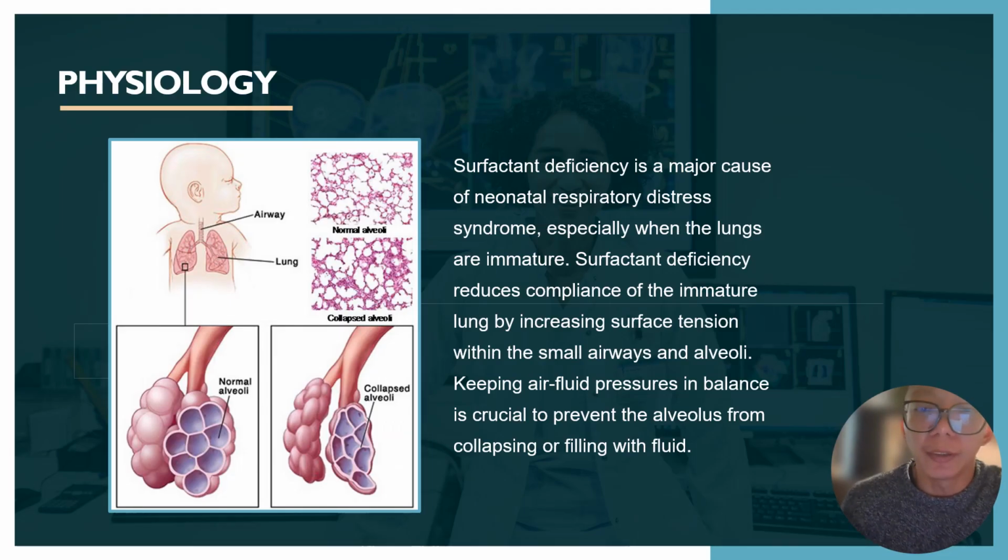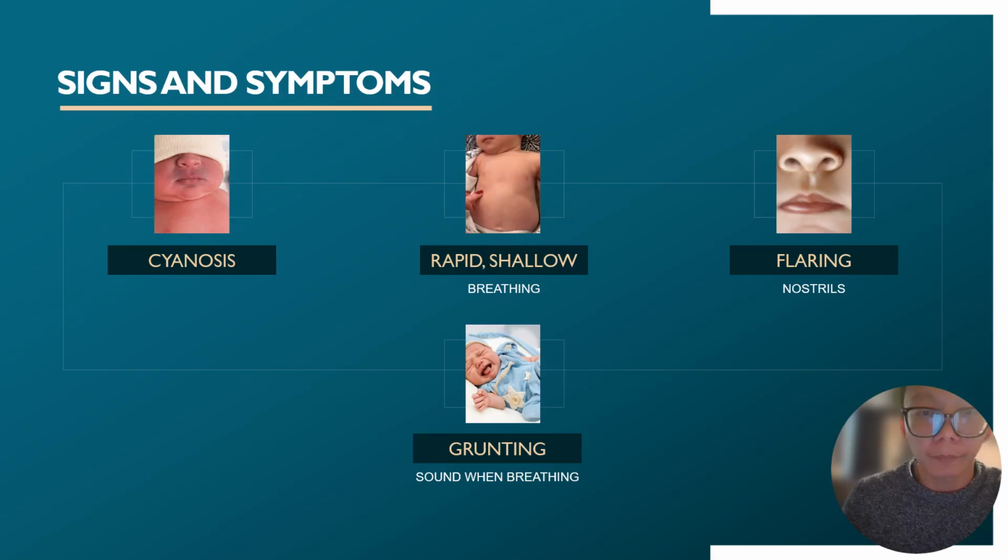Surfactant deficiency is a major cause of neonatal respiratory distress syndrome, especially when the lungs are immature. Surfactant deficiency also reduces compliance of the immature lung by increasing surface tension within the small airways and alveoli. Keeping air-fluid pressure in balance is crucial to prevent the alveolus from collapsing or filling with fluids.